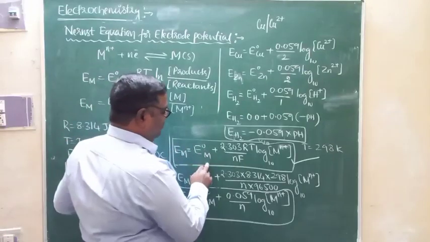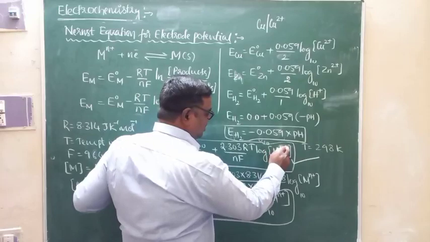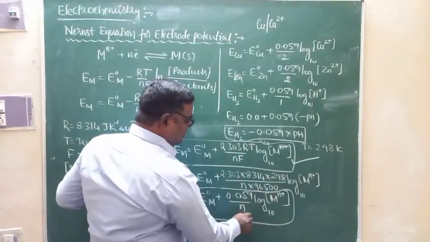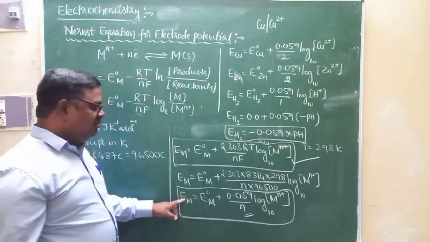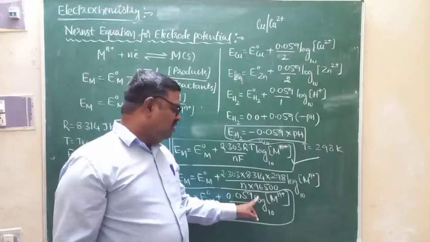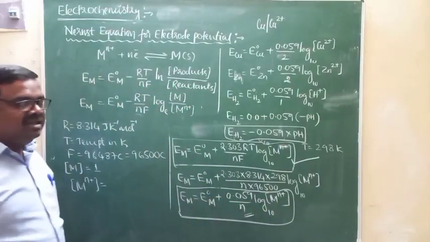E of M is equal to E naught of M plus 2.303 RT by nF log to the base 10 of molar concentration of metal ion. At temperature 298 kelvins, the Nernst equation takes this form. That is E of M is equal to E naught of M plus 0.059 divided by n log to the base 10 of molar concentration of metal ion. So this is what we call Nernst equation.